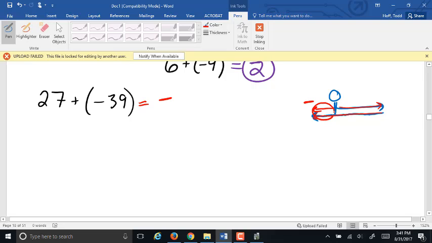The result is the difference in their magnitudes. Well, the difference in their magnitudes, I have 39 and 27. That's a difference of 12. So the result is a negative 12.